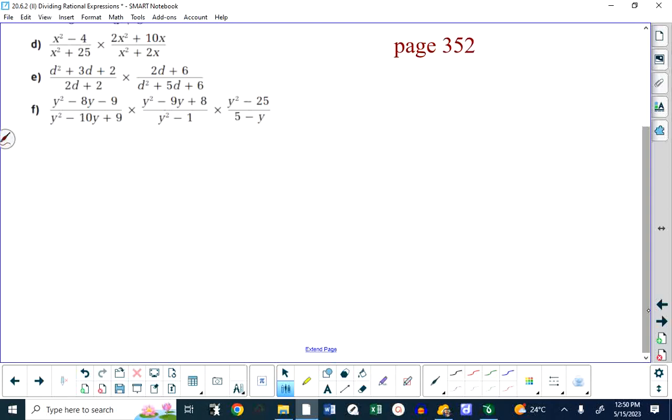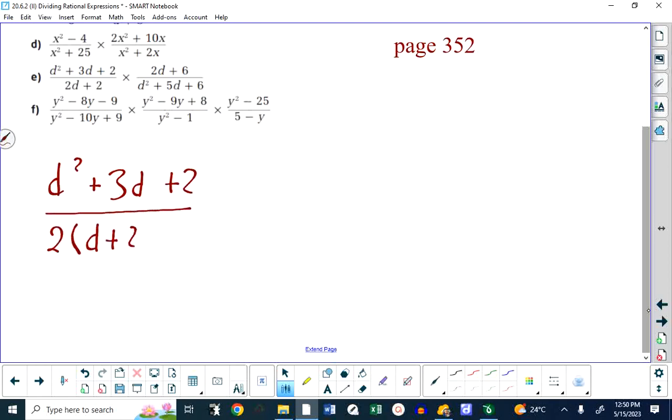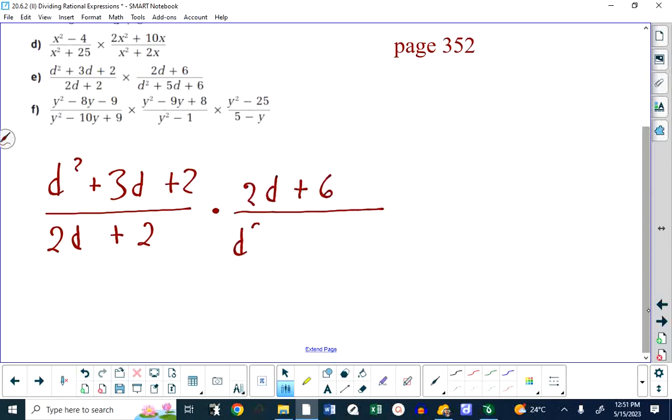Let me rewrite this. We have d squared plus 3d plus 2 over 2d plus 2, and we're multiplying by, and I'm just going to squeak a multiplication symbol right here, 2d plus 6 over d squared plus 5d plus 6. I'll just double check everything. I think that looks okay.